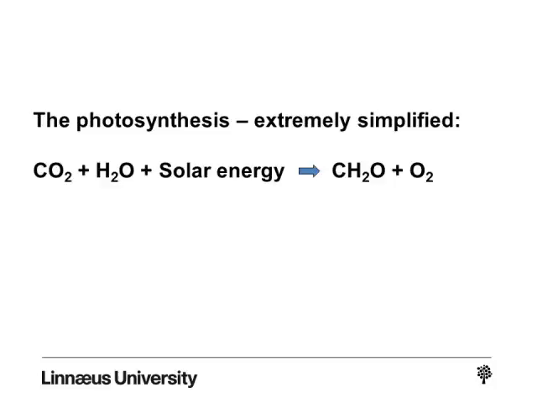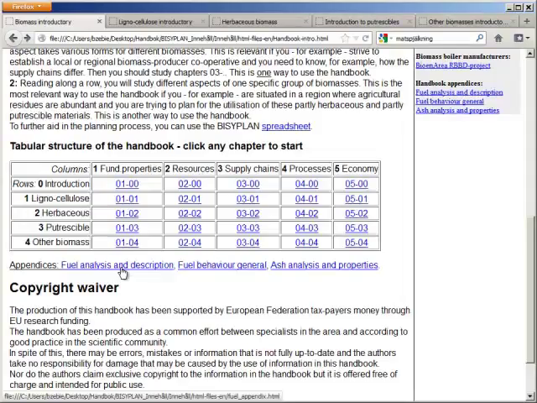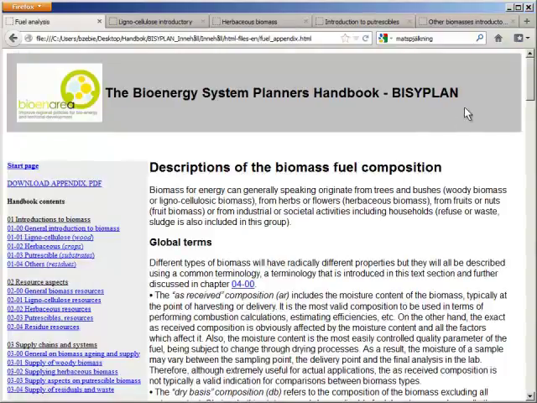So, the first thing that you have to remember when talking about biomass is that biomass is produced by the photosynthesis process. And we shall have a brief look at the photosynthesis process, and to do that we shall open up the fuel analysis and description appendix, and we shall discuss the photosynthesis reaction.